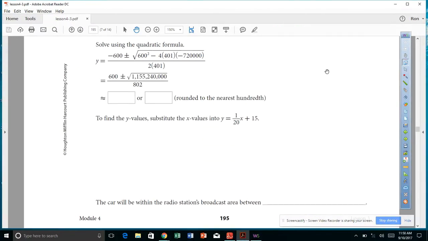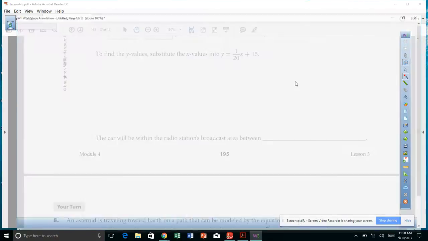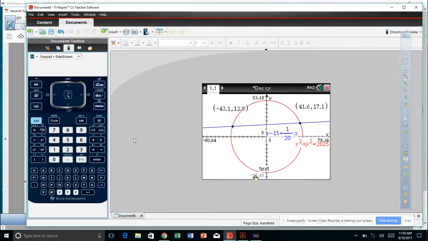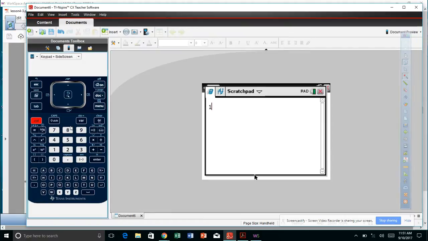Right. To find the y values, we just substitute in the x value. So you got y equals 1 over 20 times 41.63 plus 15. And you just put it in your calculator and you get y equals 129.2. And over here you got y equals 1 over 20 times 43.13 plus 15. And let's just plug that in the old calculator. Let's make sure. We got 1, control, divide, 20, times 41.63, and then plus 15.